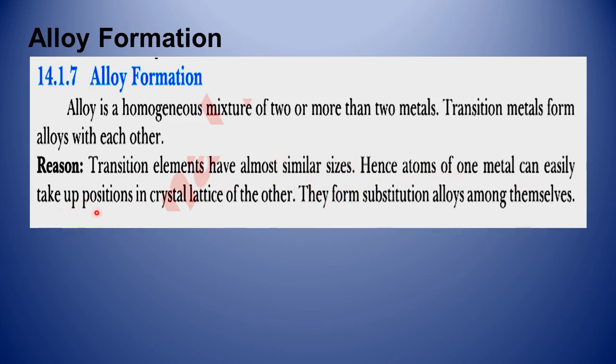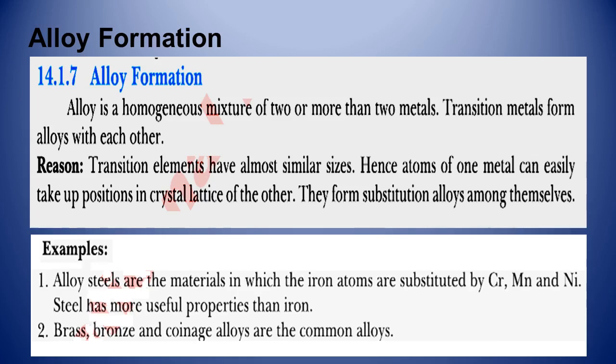For example, alloy steels are the materials in which the iron atoms are substituted by chromium, manganese and nickel due to the comparative sizes. Steel has more useful properties than iron. Similarly, brass, bronze and coinage alloys are the common alloys of the transition elements. Now students, let us study the composition of different alloys and their properties and uses.